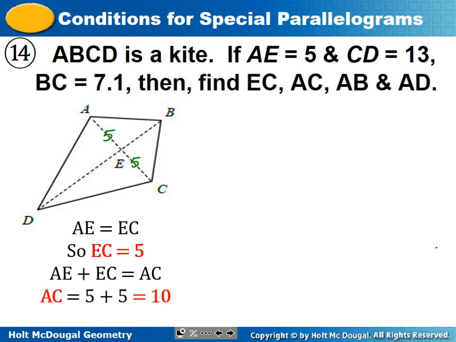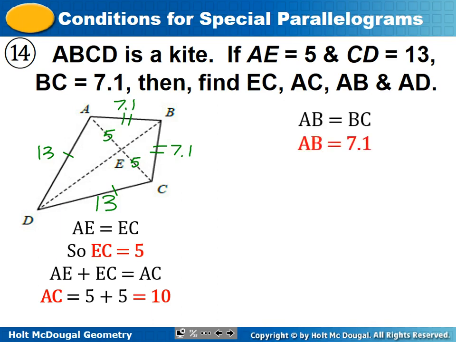Then let's go on and keep labeling. CD is 13, which means this side is congruent to that side. Those are consecutive sides, so those will both be 13. Also, BC is 7.1, which means that AB would be 7.1. So we can say that AB is 7.1 again because BC was 7.1.